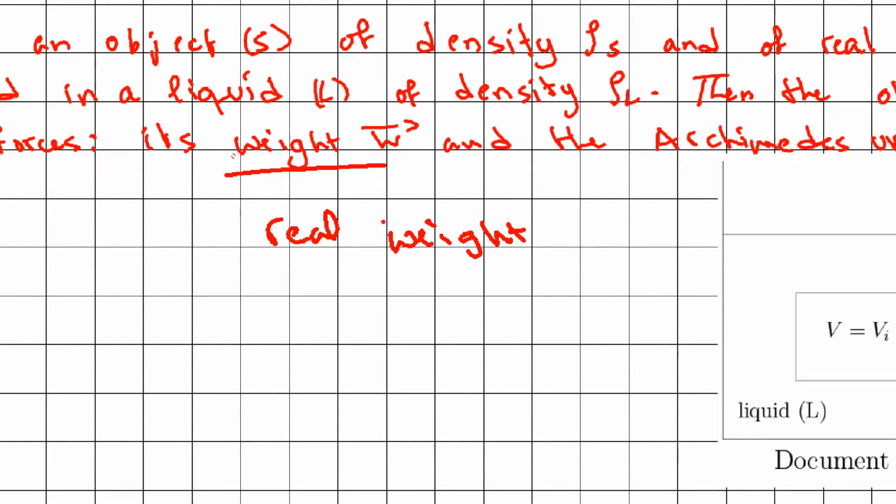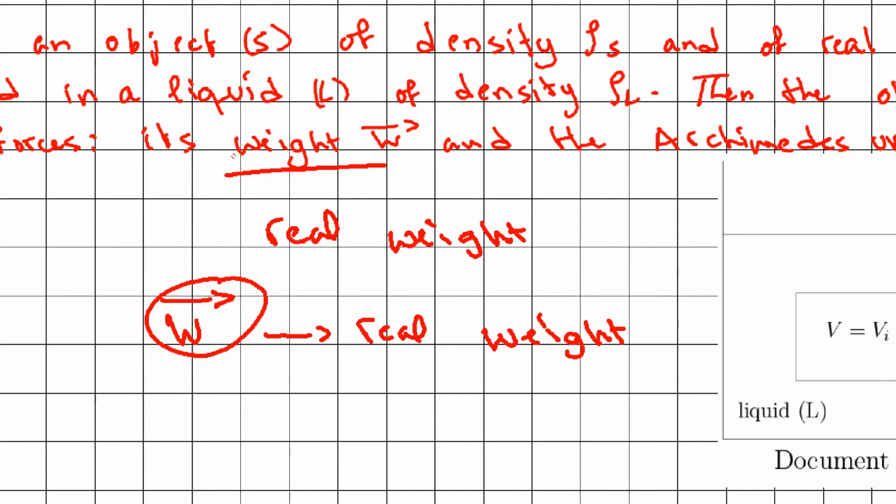Okay, so whenever we write down W as a vector, this is the real weight and not the apparent weight. And whenever they ask us about the weight measured by the spring balance when the solid S is immersed in a liquid, then we can say the apparent weight. But whenever we are discussing forces, we will be talking about the real weight.